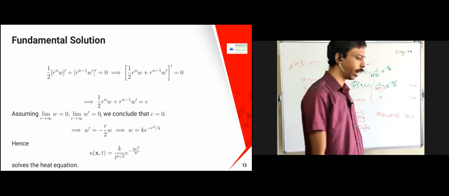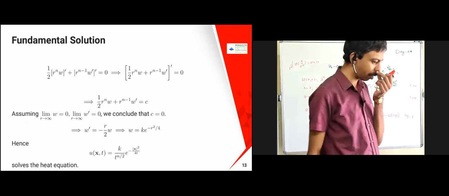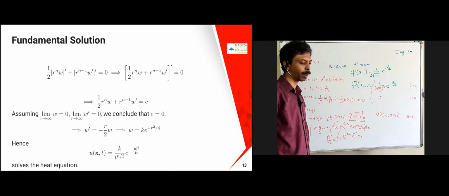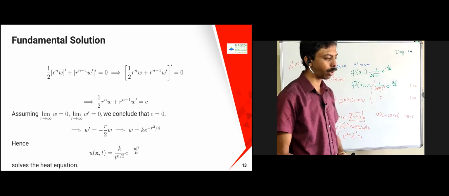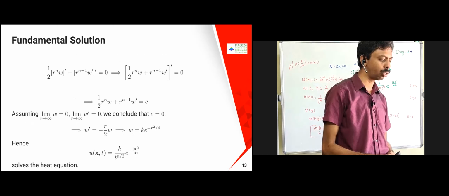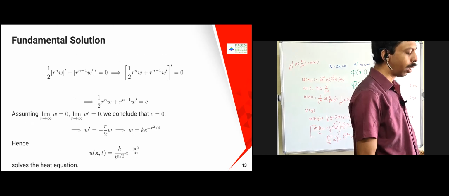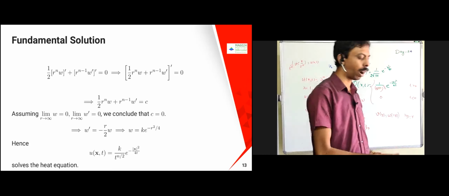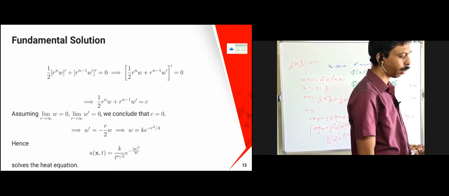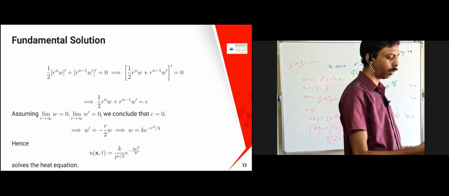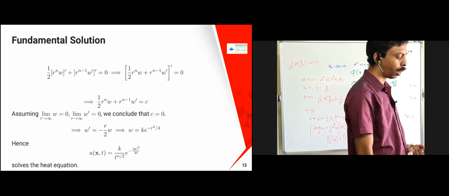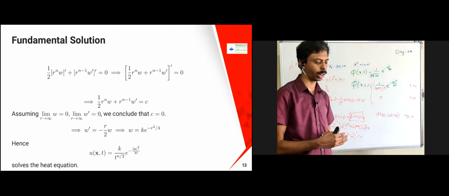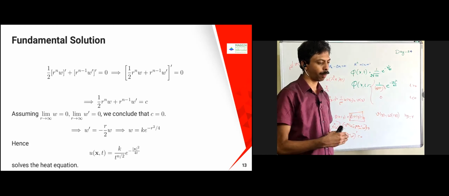That means the inside term is going to become a constant. Now if you are assuming that limit r tends to infinity W equal to 0, and limit r tends to infinity W dash also becomes 0, then from this we can conclude that this constant is nothing but 0. We need to eliminate this constant so that we get a single solution, so we need to assume some initial conditions.